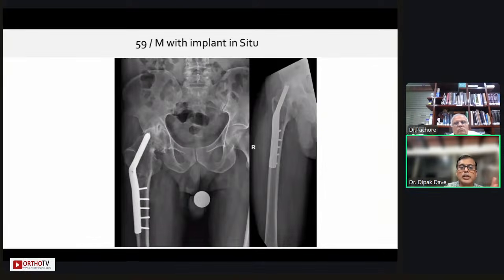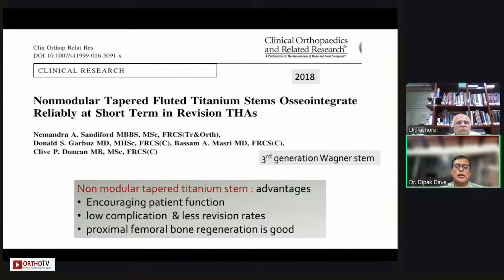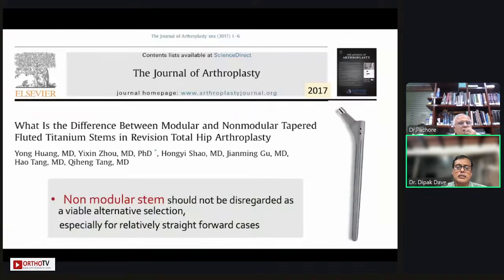One more example, anatomy is altered, lot of screws. Once you remove those, you have to bypass the screw holes, and that is what I have done. So distal loading titanium stem, uncemented cup, and it is only a 190 stem. So non-modular tapered titanium stems are the go-to stems in a revision scenario, particularly in type 1 and type 2. The results are very, very good.